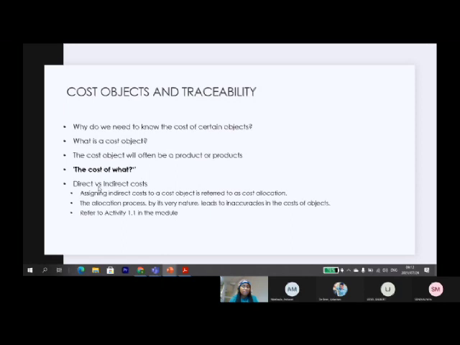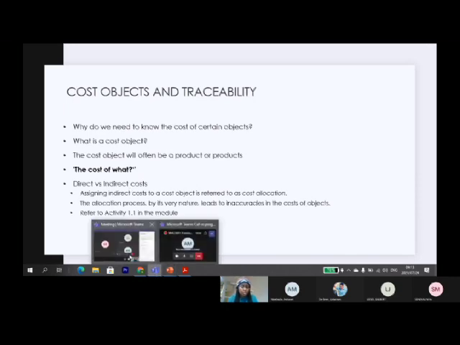So always think about what cost this is for. Then you'll be able to know how it needs to be allocated, or what methods you need to use as we go along, right? So part of the cost that we have, the first one, is direct versus indirect costs, okay?